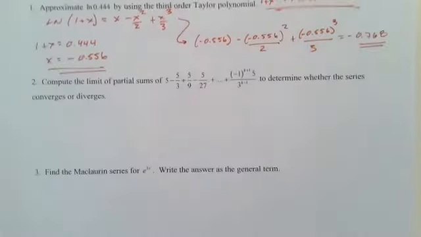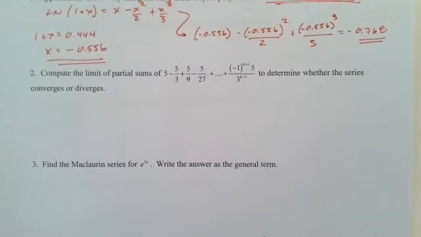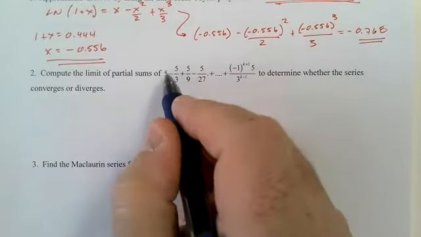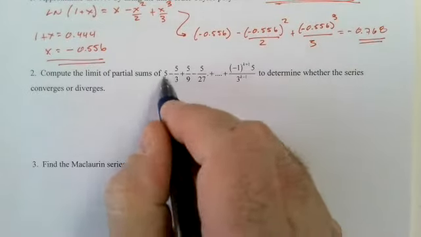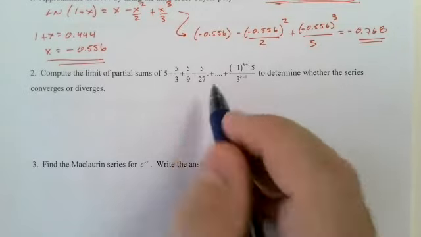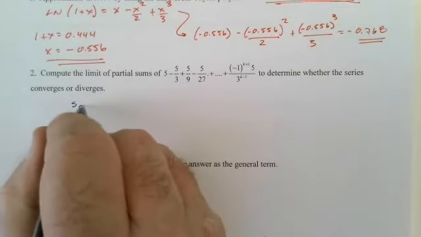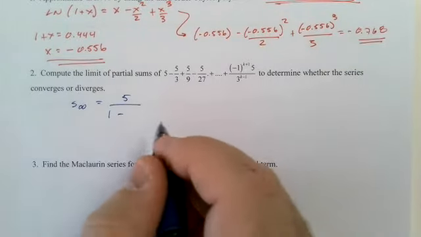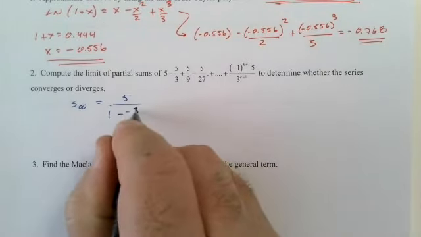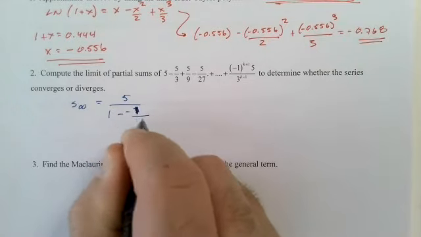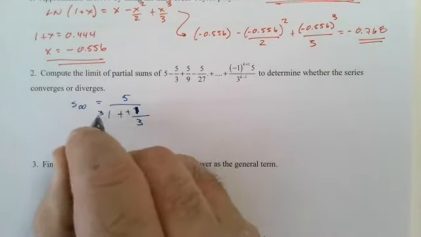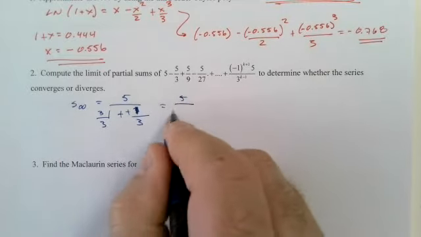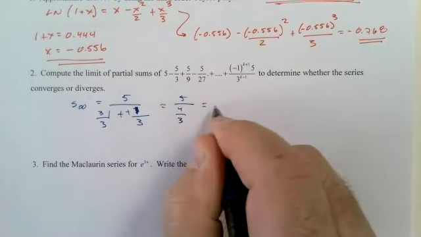Compute the limit of partial sums, determine whether the series converges or diverges. So here it is, it's listed out for you. I noticed that they're always multiplying by negative 1/3. Five's just there. So the sum is the first term over one minus the r value, negative 1/3. That's horrible. 1/3 plus 3/3 equals 4/3, and 5 over 4/3 is 15/4.